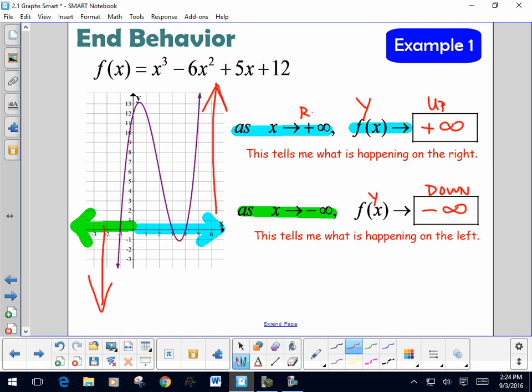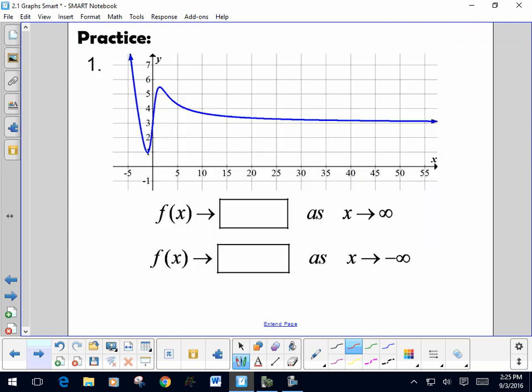This is saying go right. This is saying go left. So on the right side, it's going up. On the left side, it's going down. And I think the concepts here aren't very hard. It's the notation that is sometimes a little bit tricky. So here is another function to practice.